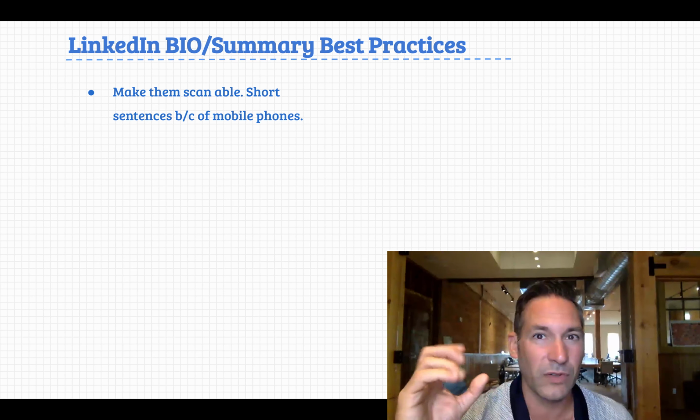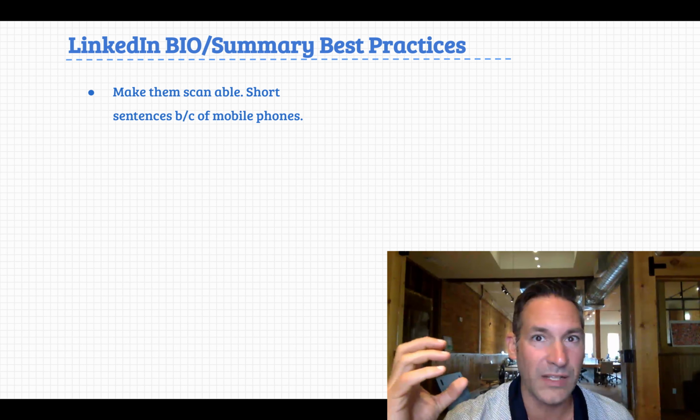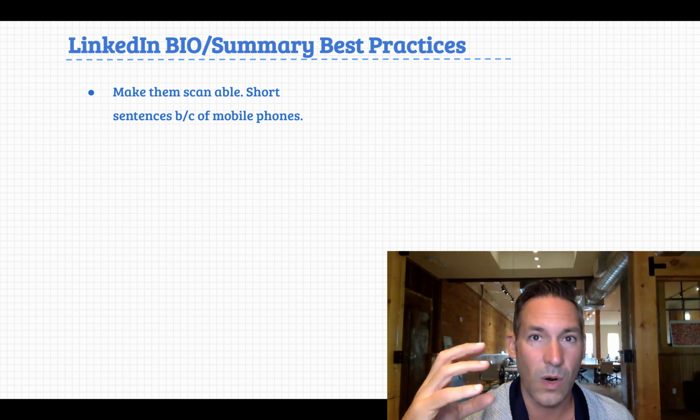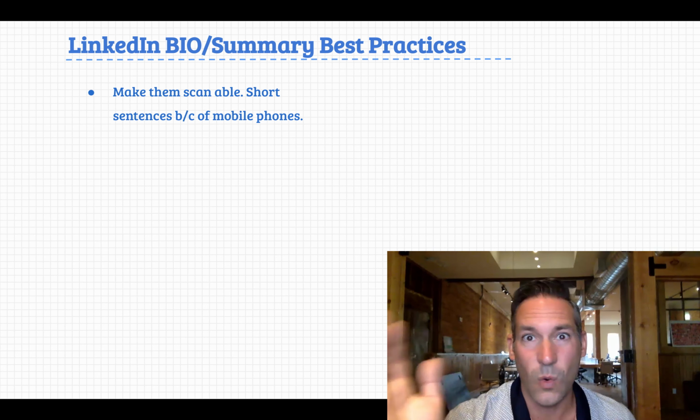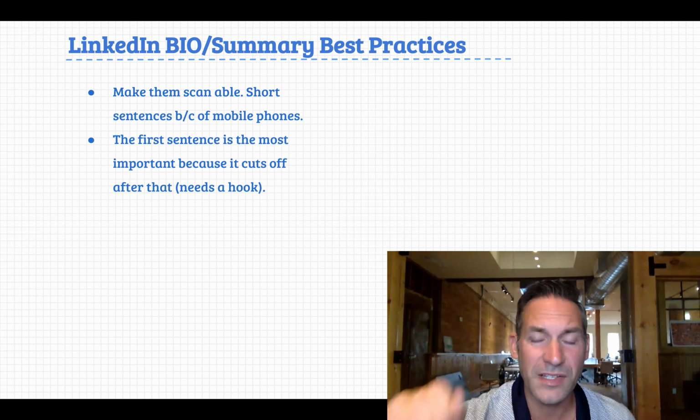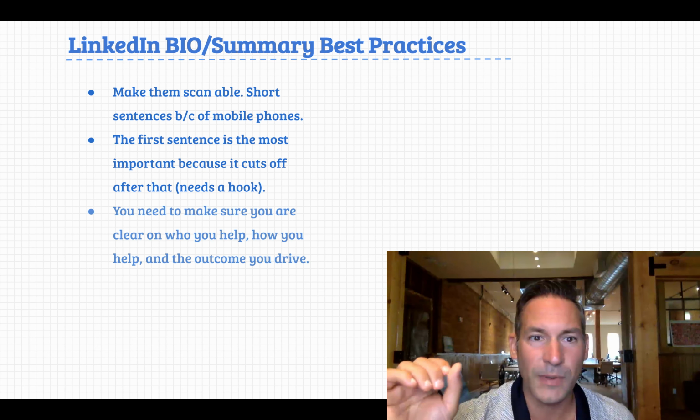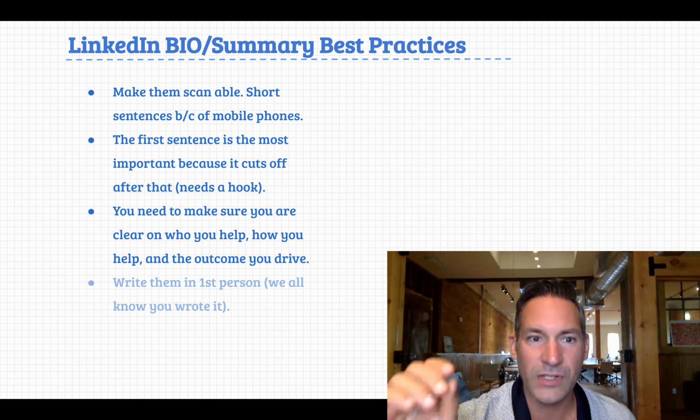Make sure the reading level as well is a good one. Use Grammarly to figure out what the reading score is and make sure it's a lower level. They'll give you a score out of 100, and the closer you are to 100, the better. Okay, the first sentence is the most important, needs a hook. We talked about that. You need to make sure you're clear on who you help, how you help, and the outcome you drive. We talked about that.